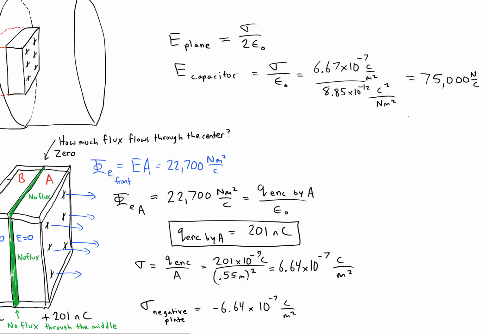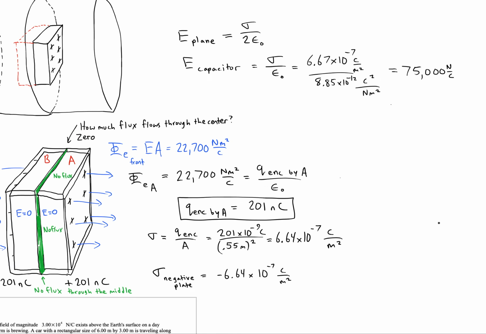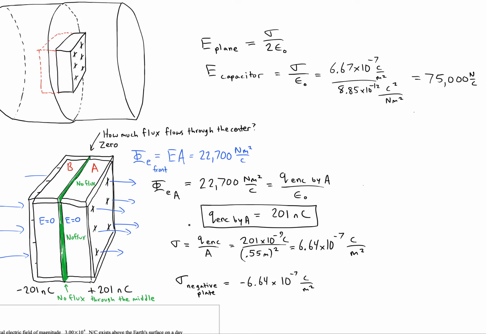Now the reason why we don't see that field inside our copper object is because there's an external field with an equal magnitude. The external field is 75,000 newtons per coulomb. So even though we have field going through to the right, we also have field going back to the left with an equal magnitude, canceling out in the middle.